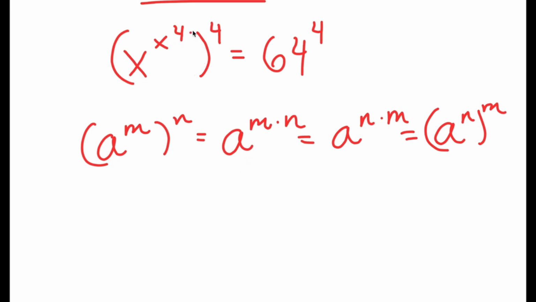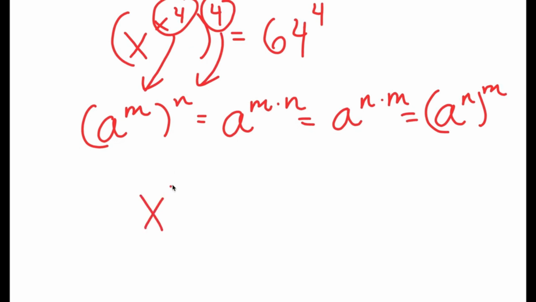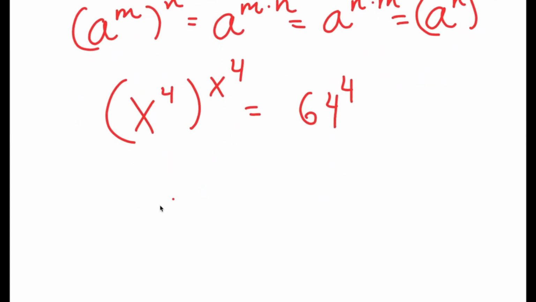So x to the power of x to the power of 4 to the power of 4. In this, I can think of x to the power of 4 as m and 4 as n. So this turns into x to the power of 4 to the power of x to the power of 4 is equal to 64 to the power of 4.